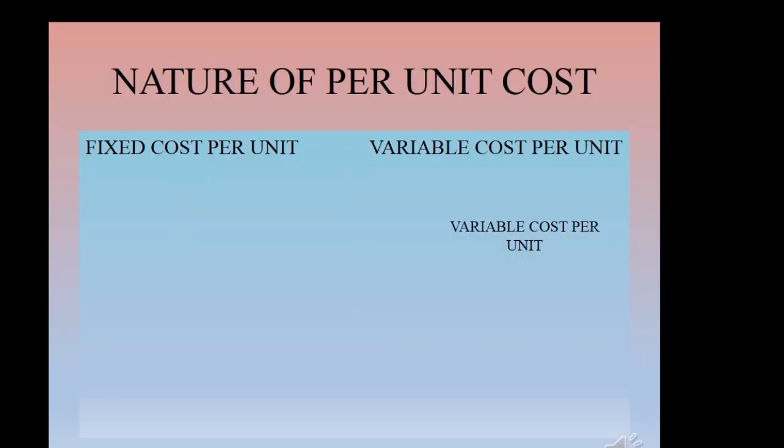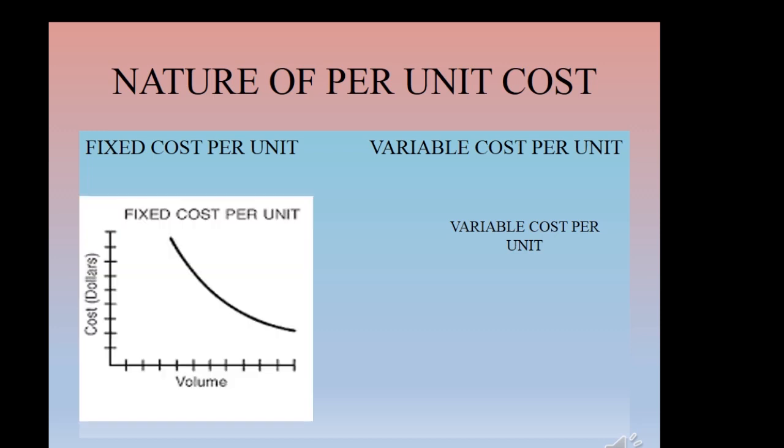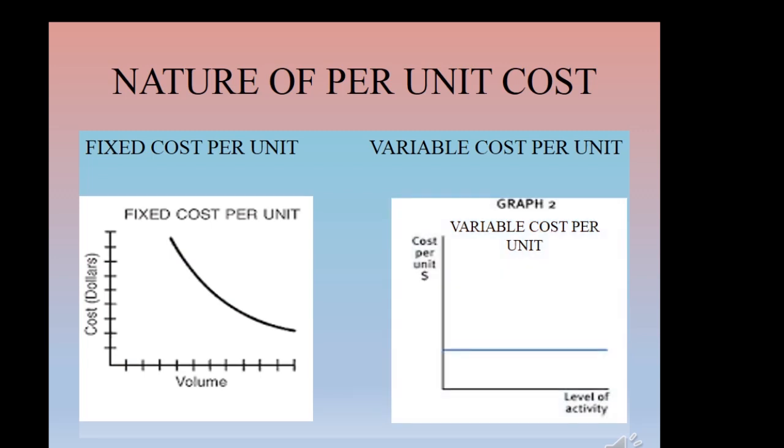Next, the nature of per unit fixed cost and per unit variable cost. As the production increases, fixed cost per unit, which is obtained by dividing total fixed cost by the number of outputs, goes on decreasing. The curve will be sloping downwards from left to right. Irrespective of the level of activity, variable cost per unit remains the same. Therefore, variable cost per unit is a straight line parallel to the x-axis.